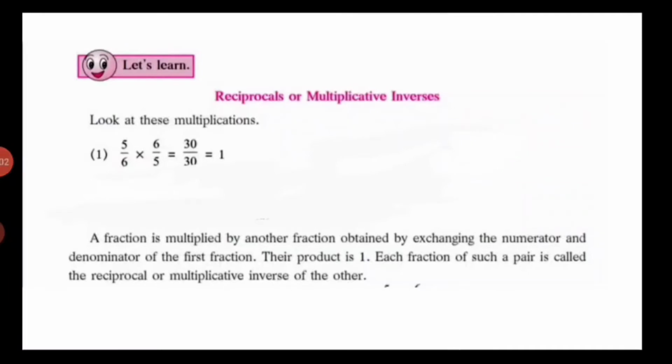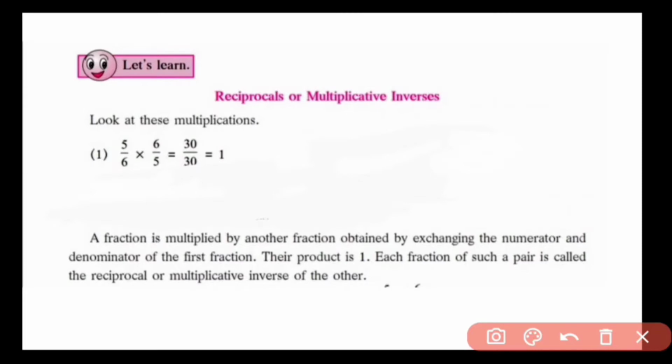So children, let us first learn about reciprocals or multiplicative inverses. What do we mean by reciprocals or multiplicative inverses? Most commonly, we call it reciprocals. We can see one example of multiplication is given. There is multiplication between two fractions. First fraction is 5 upon 6 and second fraction is 6 upon 5.